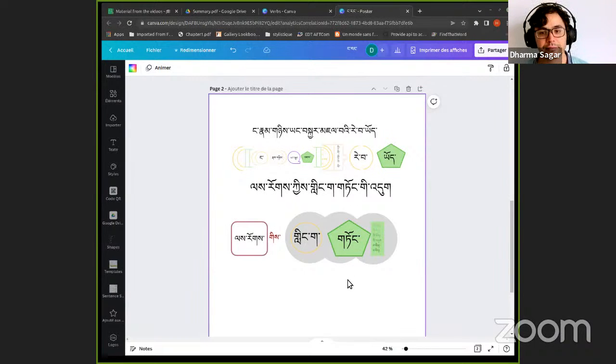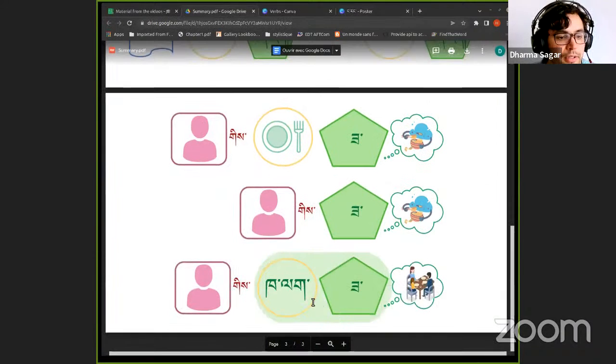Okay. So this union that cannot be separated, would it be like, for example, kalasa? Exactly. Kalasa is what I put here. Kalasa is to have a meal.